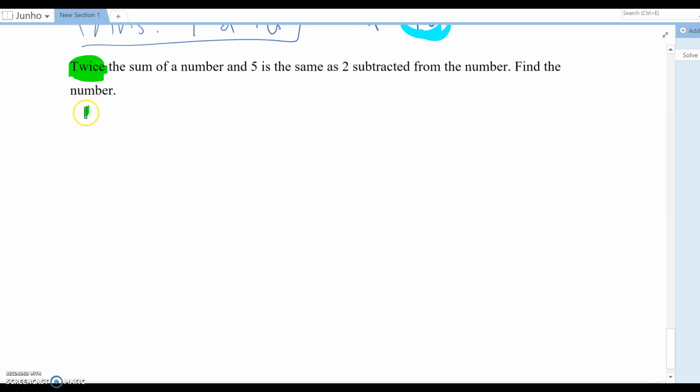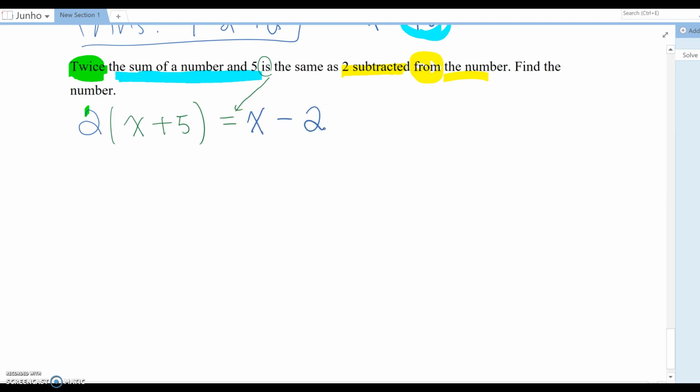So I can write 2 times, and then the sum of a number and 5, which means you can write a number and 5, the sum, equal to, is means equal, the same as 2 subtracted, so here 2 subtracted from the number. So you can make x minus 2 like this.